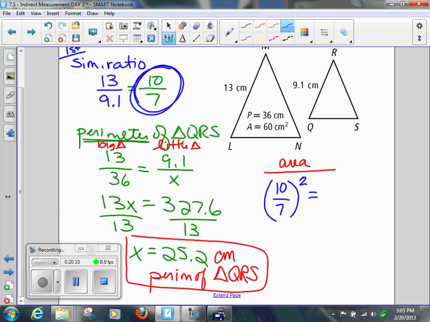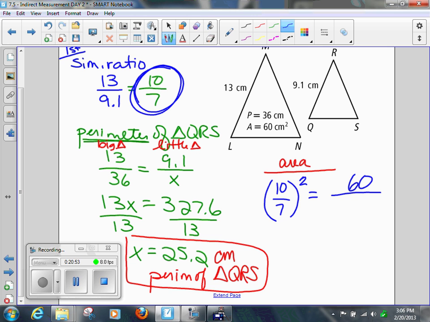Hold up. Wait a minute. Now, what number's going to go? What are we trying to find? We're trying to find the area of the smaller triangle, not a circle. What number goes on top? Very good.